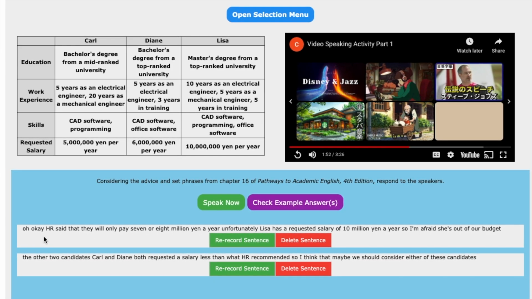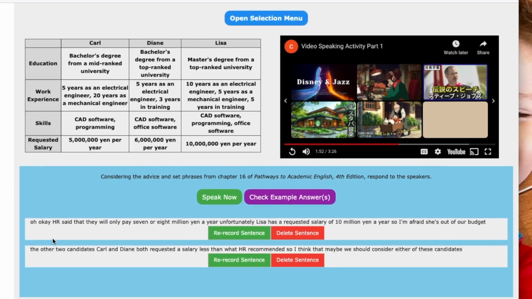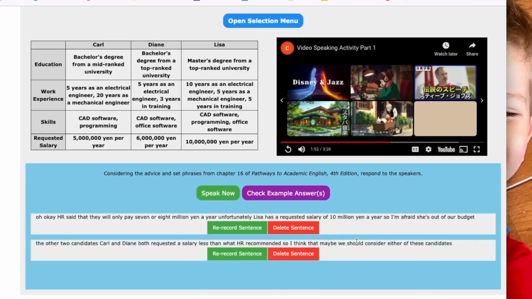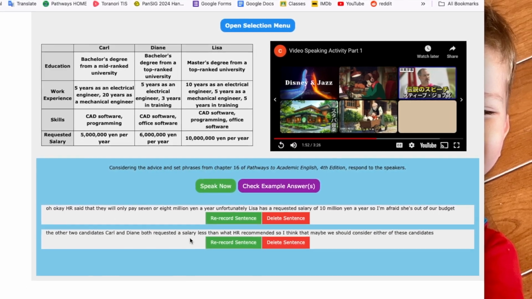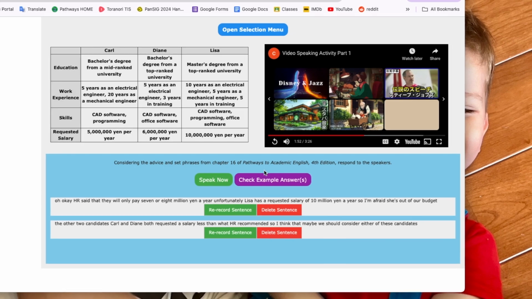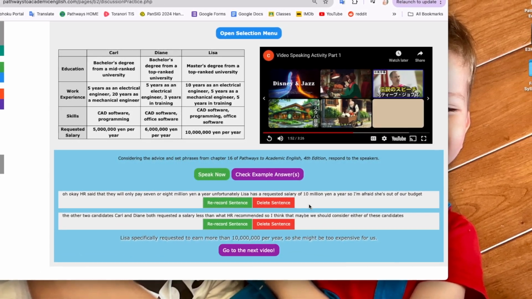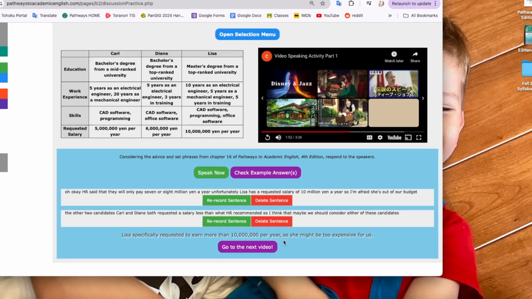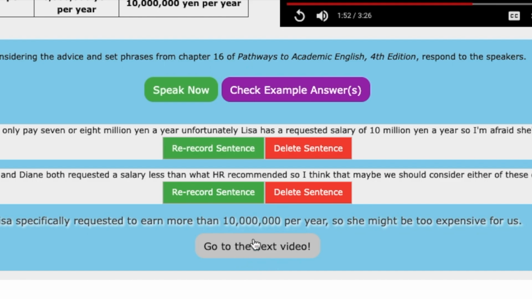Okay, so I can check and see if my pronunciation was okay. And I think that the computer caught my words, so maybe this is fine. So I'm going to check example answers. Yep. Okay, yep, she's talking about 10 million a year and Lisa is too expensive. So I think I gave a good answer. I can go to the next video now.